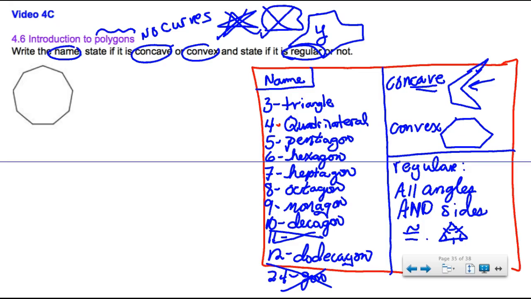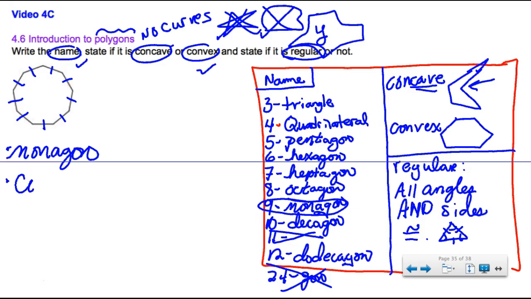First of all, we're going to name it based on how many sides it has or how many angles it has because they're one and the same. But let's go count these up. We've got 1, 2, 3, 4, 5, 6, 7, 8, 9. Nine-sided is called a nonagon. So this is called a nonagon. Next, it's all popped out. Doesn't look like somebody kicked it in anywhere. So we're going to call it convex.